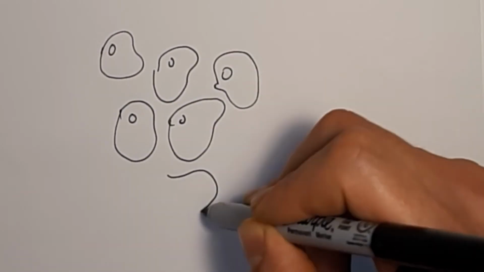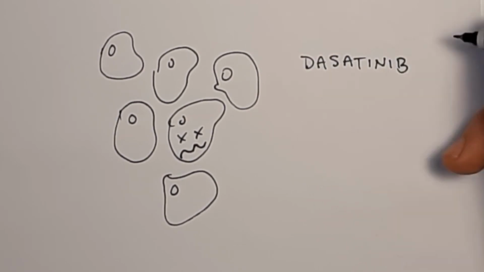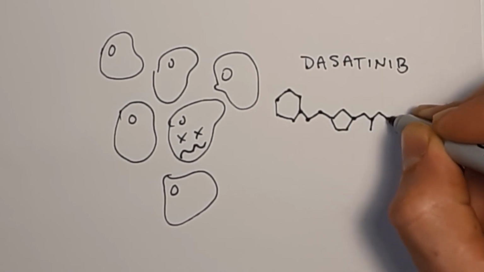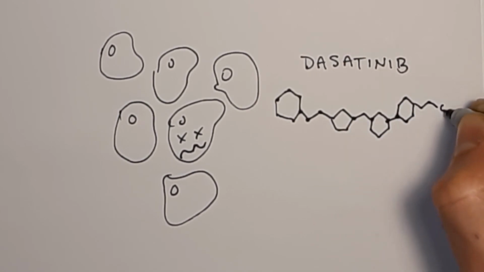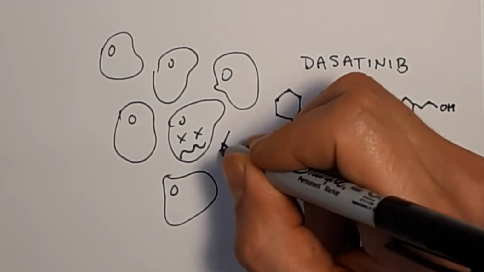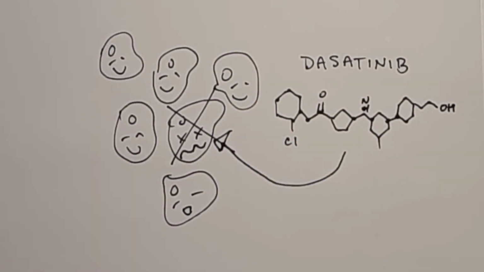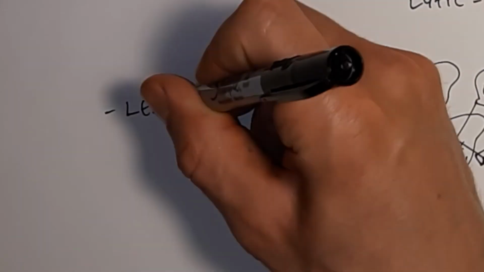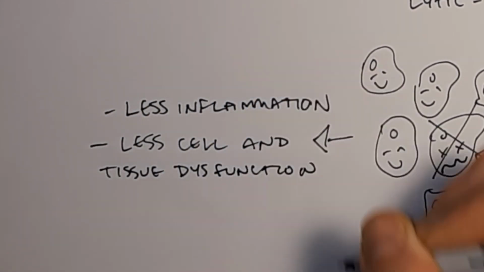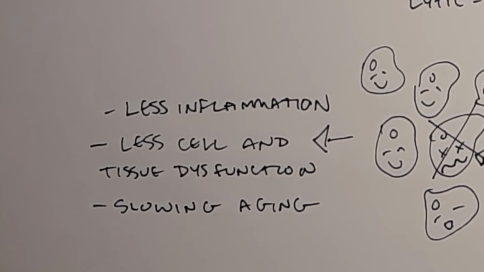Early experiments have shown promise in mouse models and clinical trials using drugs such as dasatinib, which is proposed to selectively clear senescent cells in the body. Clinical trials are currently underway in humans, and small pilot studies have shown promise. If this drug works, it may reduce the harmful secretory phenotype from senescent cells, keeping the surrounding cells happy, leading to less inflammation, less cell dysfunction, and hopefully slowing of the aging process.